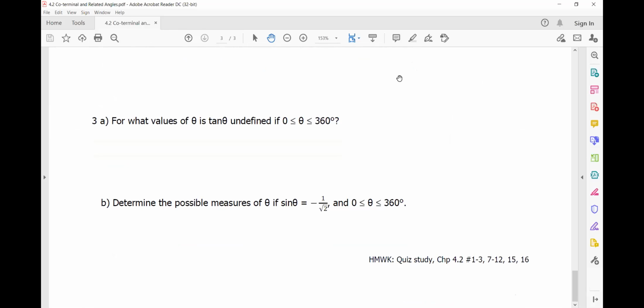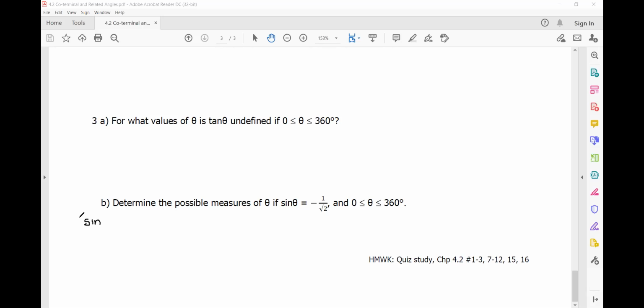Okay. Determine the possible measure of theta if sine theta is negative 1 over root 2. The negative will tell me which quadrant it is, and the actual value will tell me what the angle could be, or rather, what the reference angle is going to be. So let's take a step back. That might be just new information and you don't want to handle that right now.